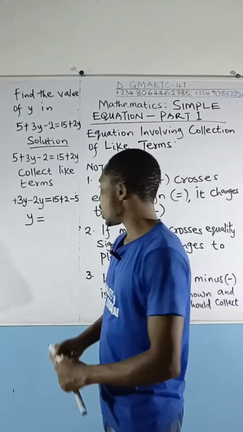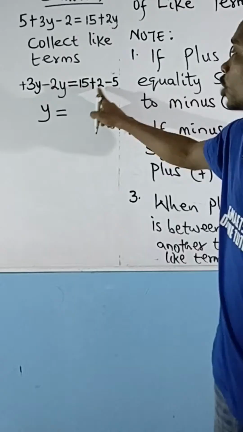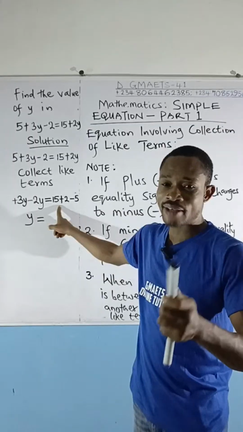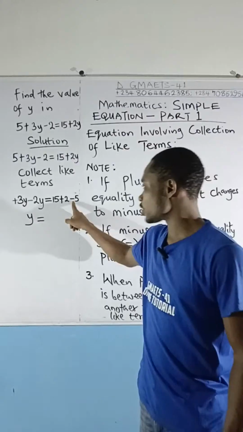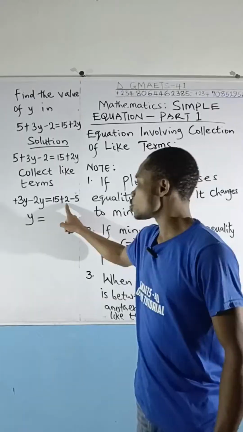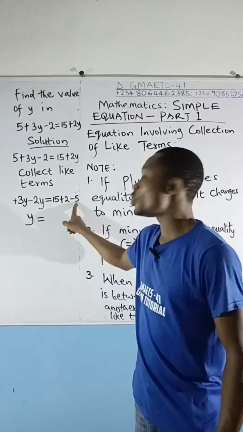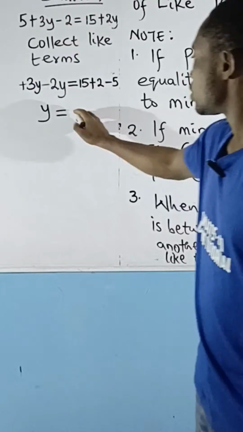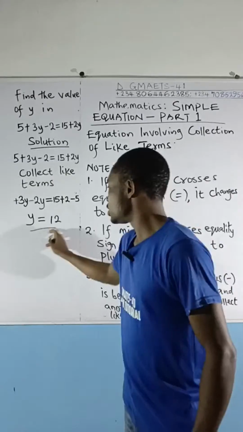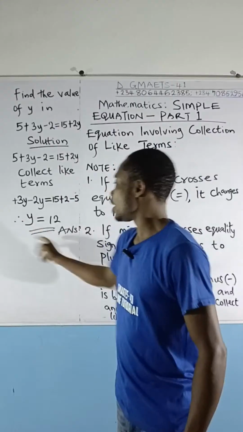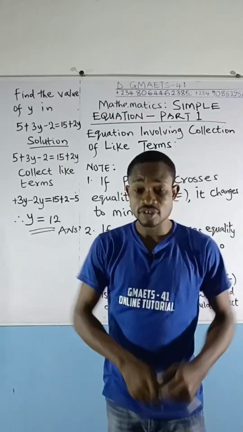There is just y. Then come here, 15 plus 2 will give you 17. You see, I taught you about maths. You do addition first before subtraction. 15 plus 2 will give you 17. 17 minus 5 will give you 12. So this is equal to 12, and this is your answer. Therefore, y is equal to 12. You have solved this.